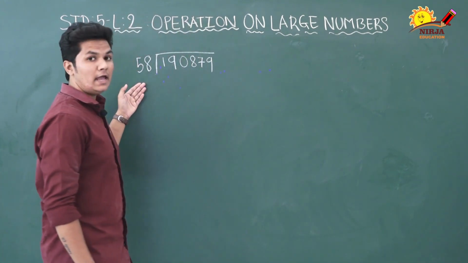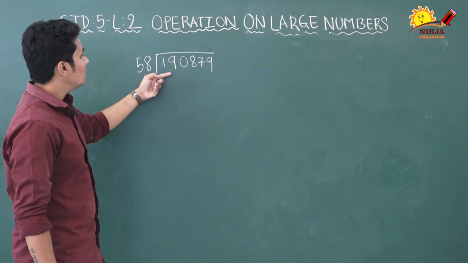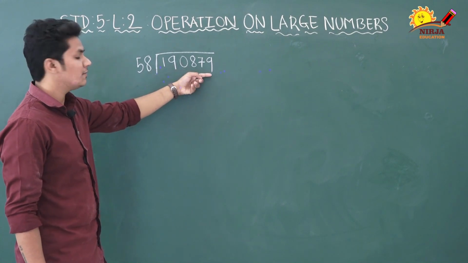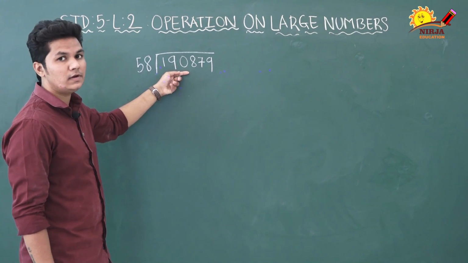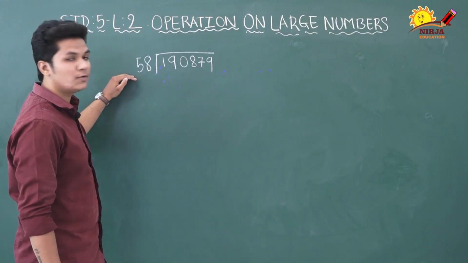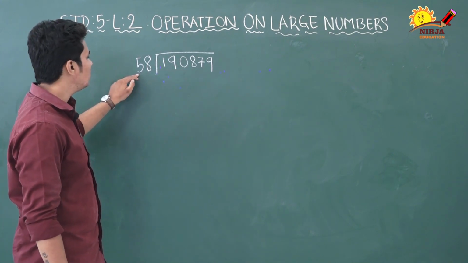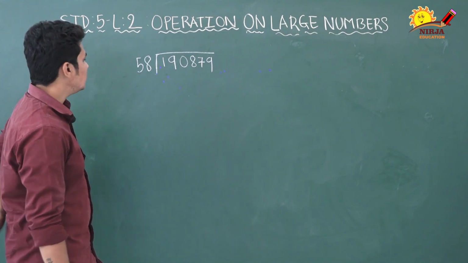Here you can see I have written one sum. 1,90,879 is divided by 58. This number is the dividend and the number that we are going to divide by is the divisor, which is 58. So let's do the sum.